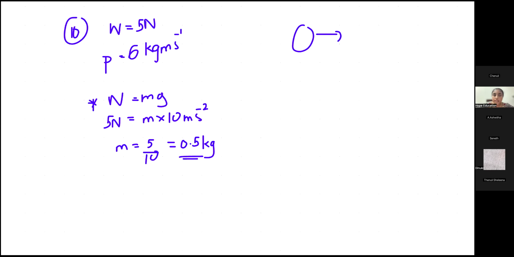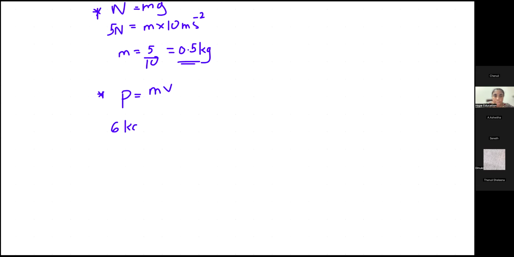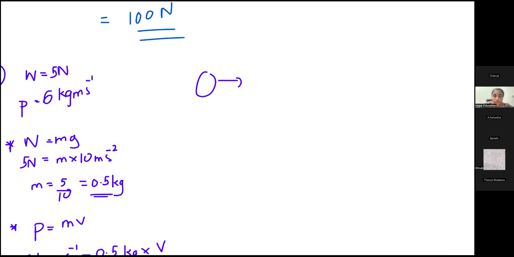Then the momentum has been given, children. So what is the formula for momentum? Momentum equals mass times velocity. Momentum is 6 kg ms minus 1. Mass is 0.5 kilograms. So we can find the velocity. I will bring this to the other side, then it becomes division. So velocity is 6 divided by 0.5, which is 12 ms minus 1. That means this object has been moving at 12 ms minus 1.